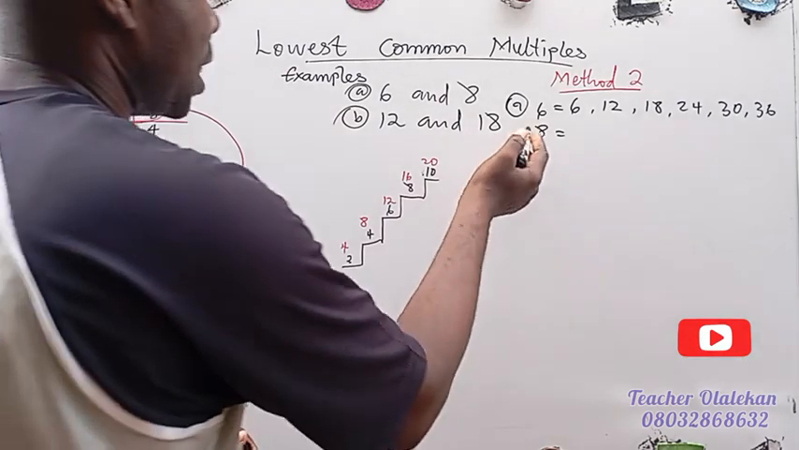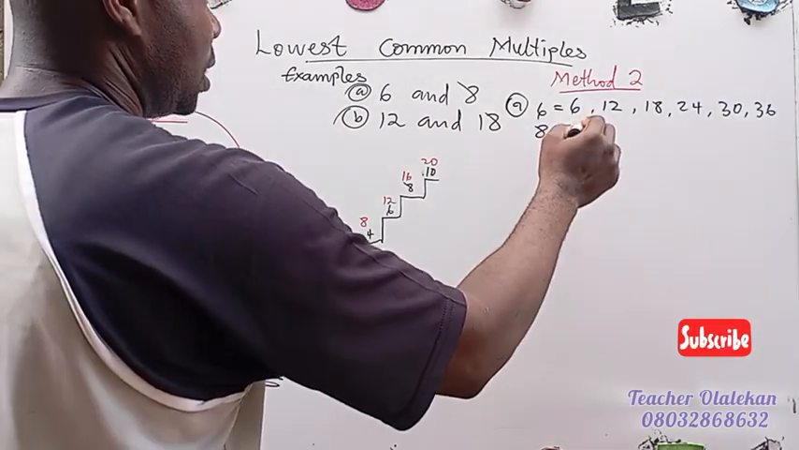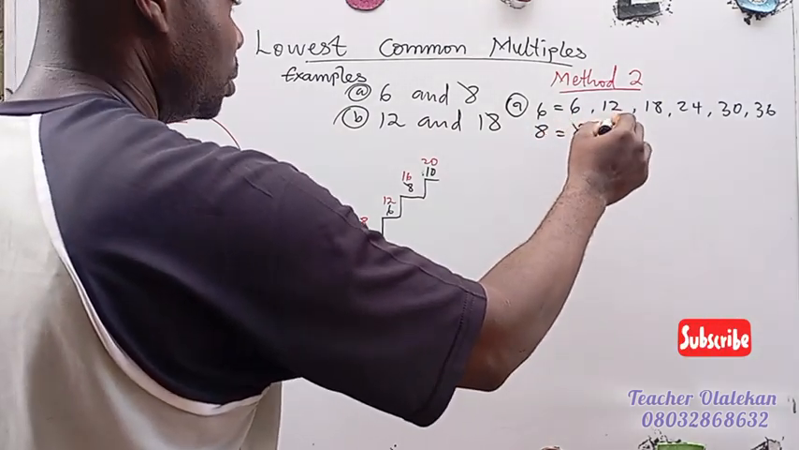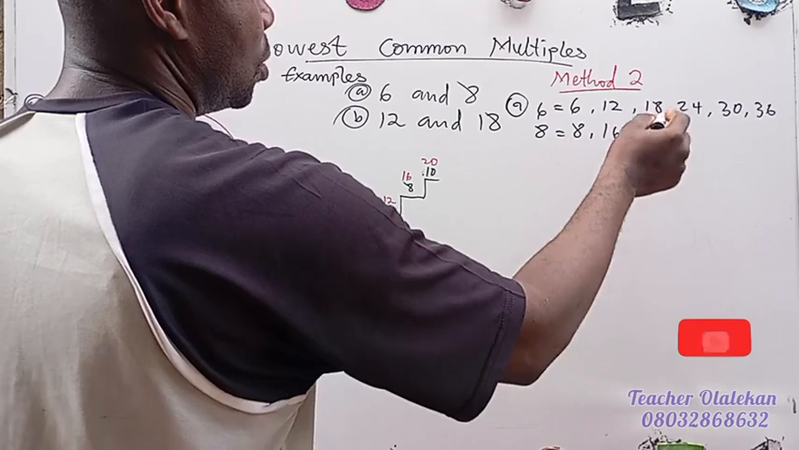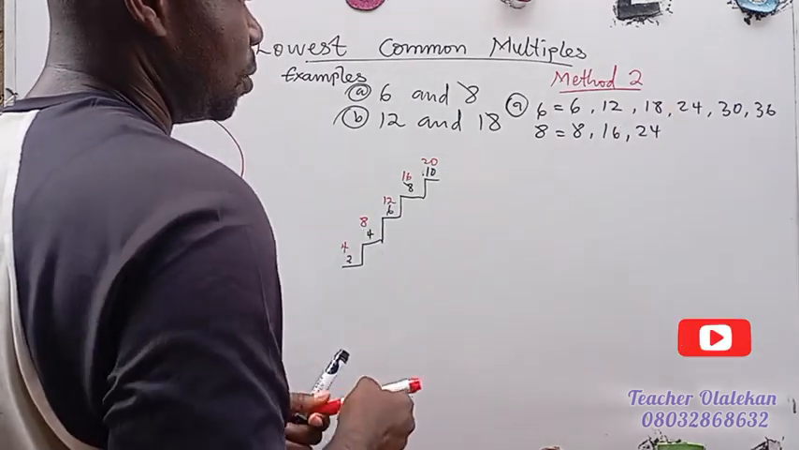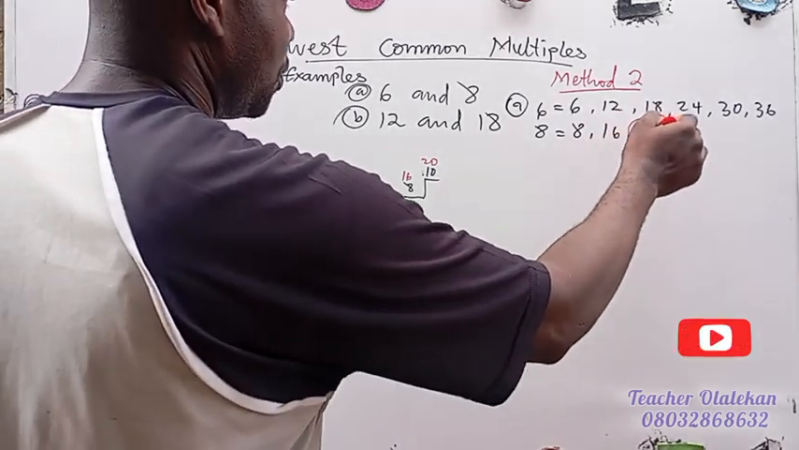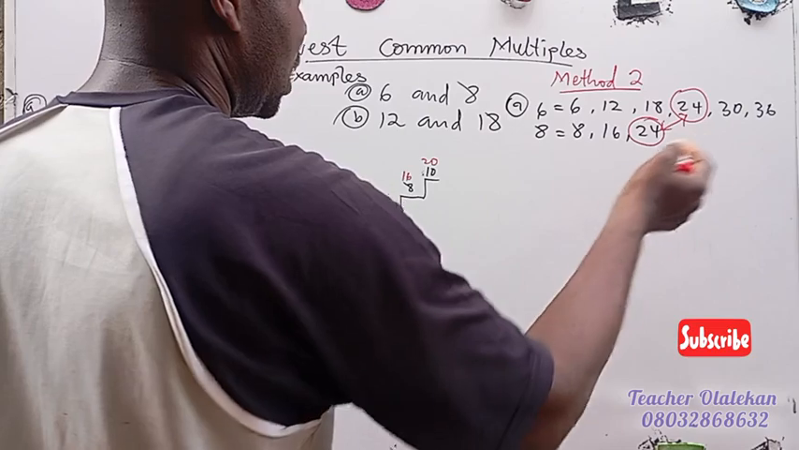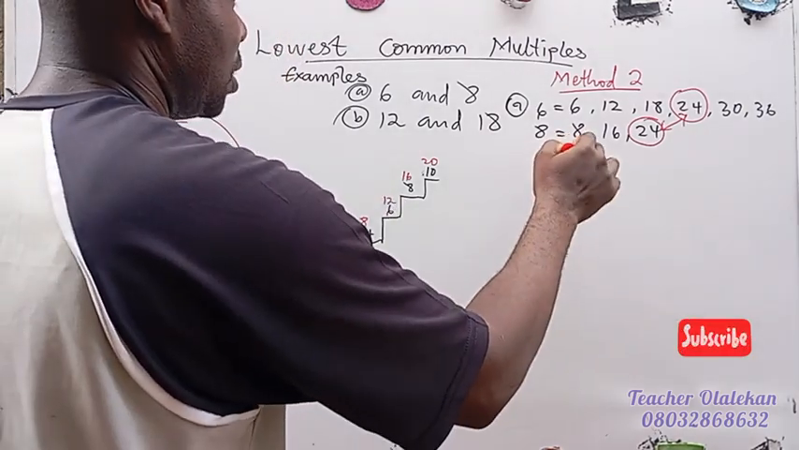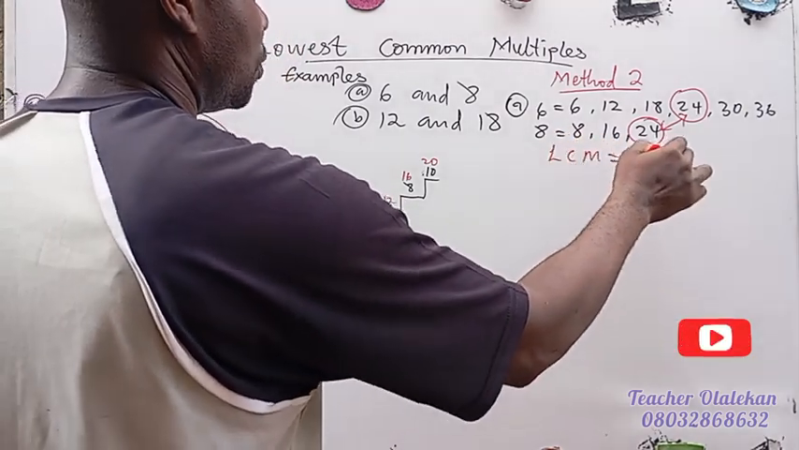So you now make the bigger number to catch up. So 8 times 1, 8, 8 times 2, 16, 8 times 3, 24. So now you can see that we are having a common multiple, 24. Immediately you have a common multiple, you can stop, and that is the common multiple. So that means the LCM is equal to 24.